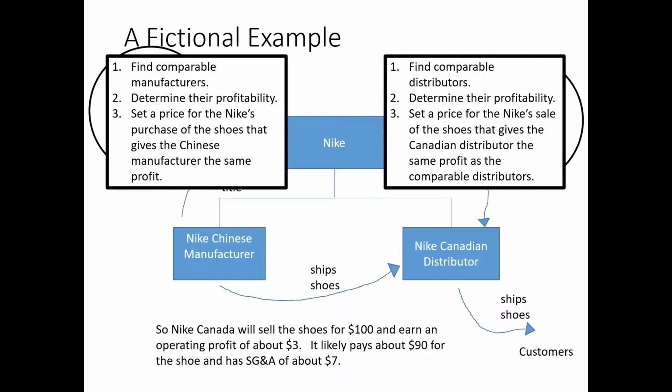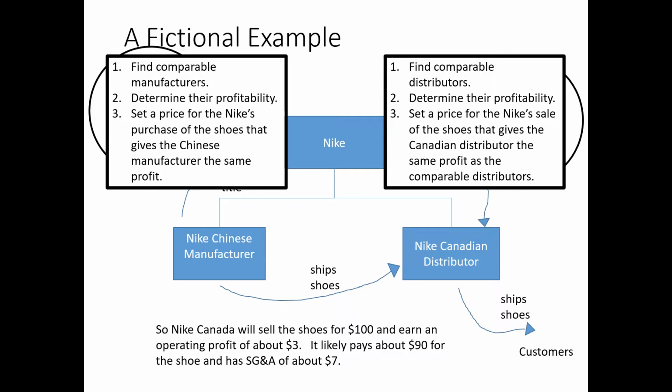No, actually, I've built a number of sets over the years of what distributors earn, and a wholesale distributor probably earns an operating margin of about 3%. So if they sold the shoes on for $3, their operating margin is likely to be about 3%.